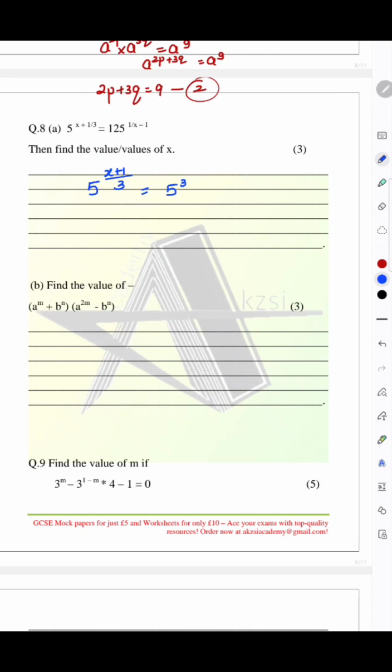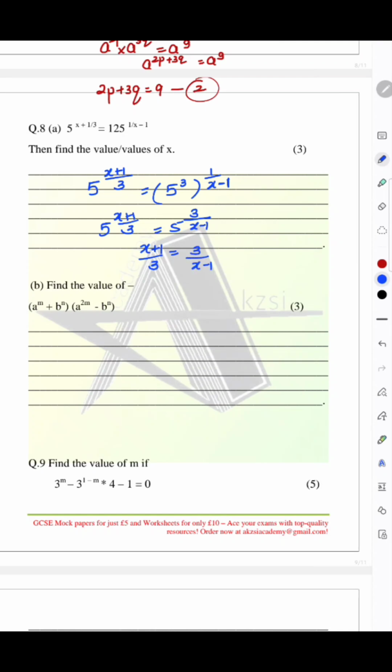So 25 can be written as 5 squared, and this is whole to the power of 1 over x minus 1. So this can be written as 5 to the power of (x plus 1) over 3 is equal to 5 to the power of 2 over (x minus 1). We are just multiplying the powers together because of the power rule. We have made the base number the same, so I can just equate the powers. So (x plus 1) over 3 equals 2 over (x minus 1).